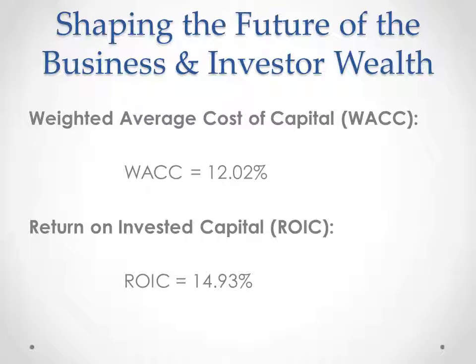The weighted average cost of capital is a calculation of the firm's cost of capital, weighing each component equally. The WACC of TD Ameritrade is 12.02%, and the return on invested capital is 14.93%, meaning that the company generated higher returns on investment than it costs to raise capital needed for that investment. The company is earning excess returns. The value of the company will increase as it continues to grow. With growth will come additional investor wealth.